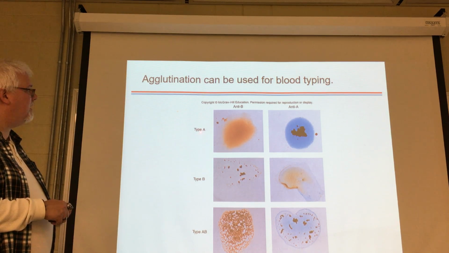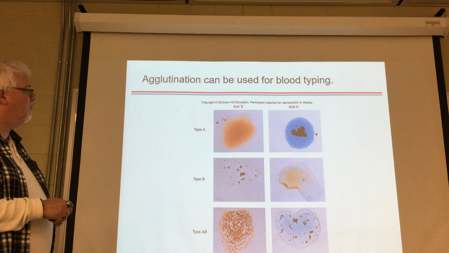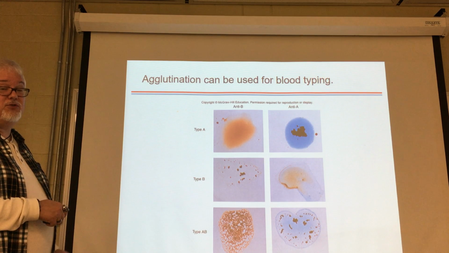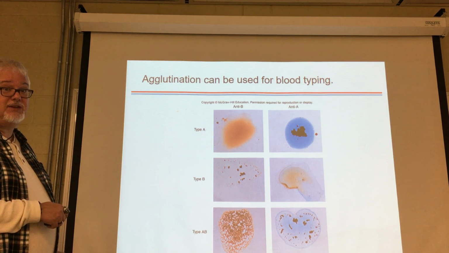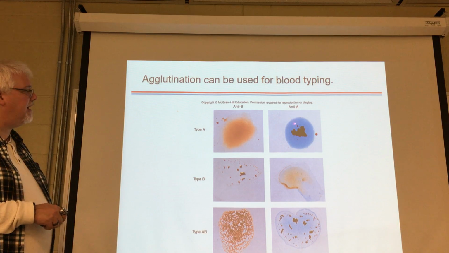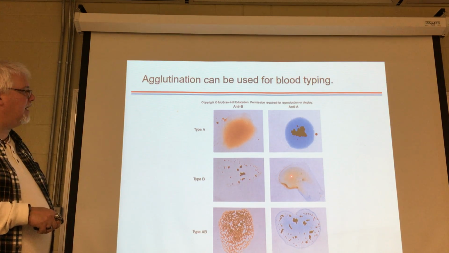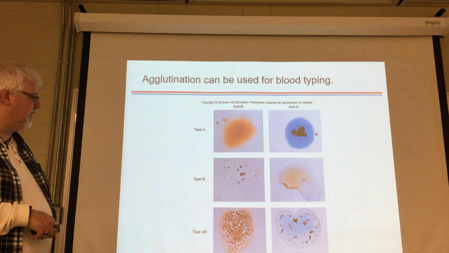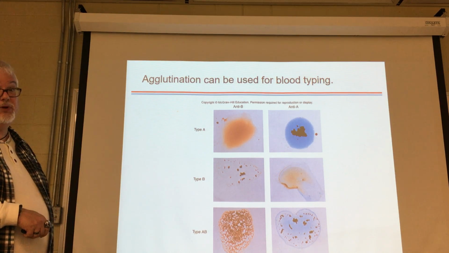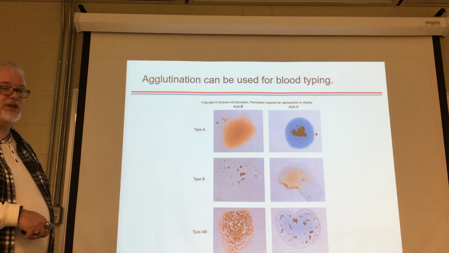If you're blood type A, when we put the antibody to B in there, you're not going to see any reaction because you don't express the B antigen. However, when we add the antibody to A to your drop of blood, you're going to see a clumping reaction, agglutination. Okay? The opposite happens with blood type B. You get agglutination in the presence of the B antibody and no reaction in the presence of the A antibody. And finally, if you're AB, as you would expect, you're going to get a reaction in both.